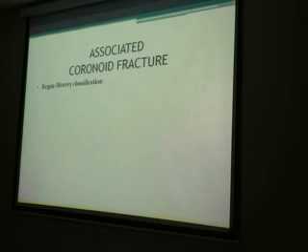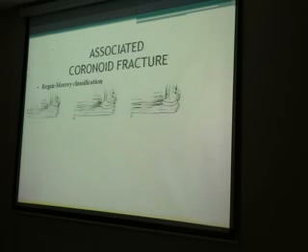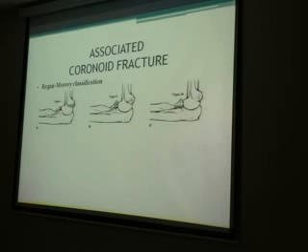The coronoid fracture. We have what's called the Regan-Morrey classification for the coronoid. You know the coronoid. You know the area of the coronoid. This is the coronoid. Okay? We have three types of the coronoid. Type 1, type 2, type 3. And type 1, this is a small tip that will be fractured, less than 50%.